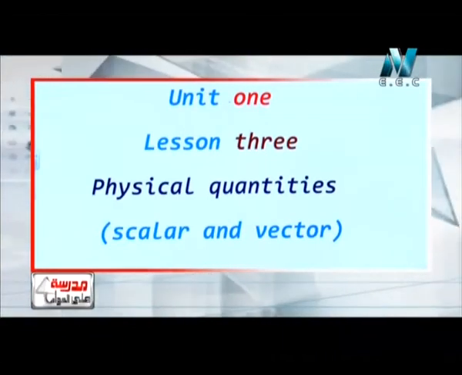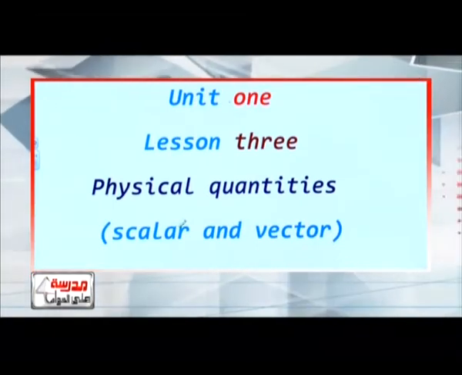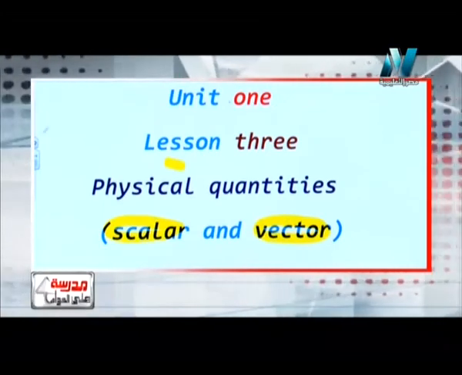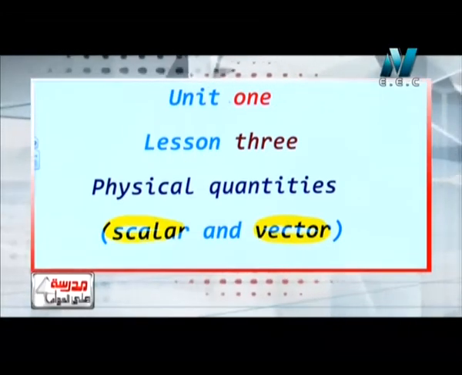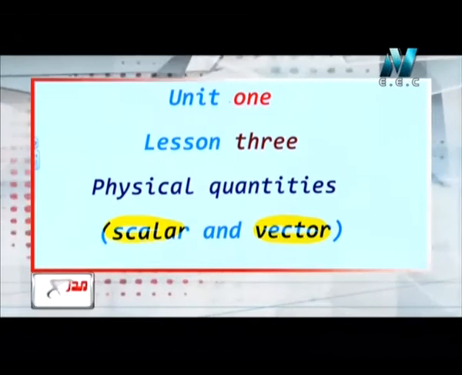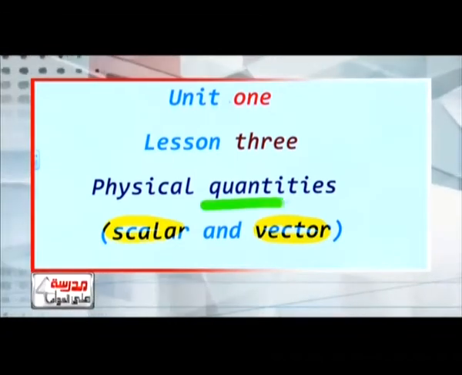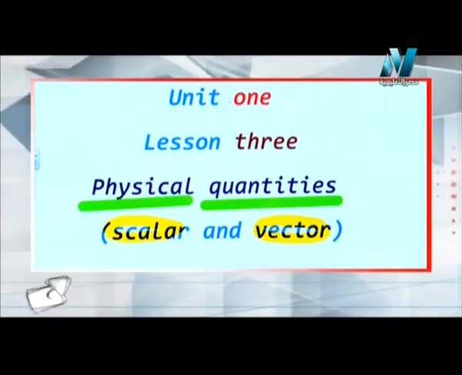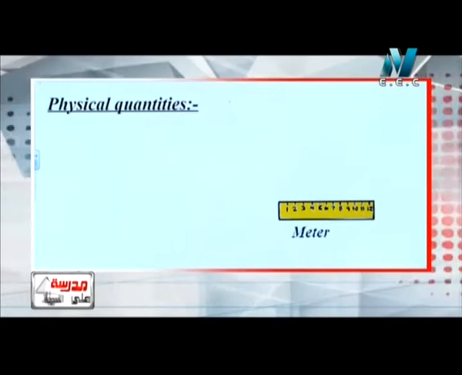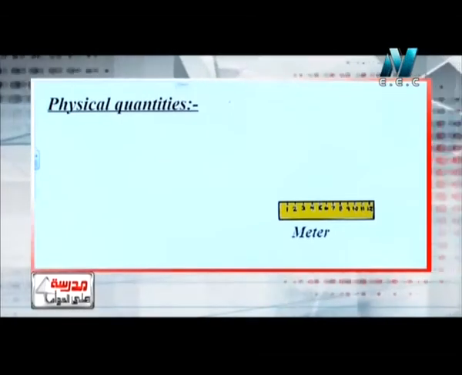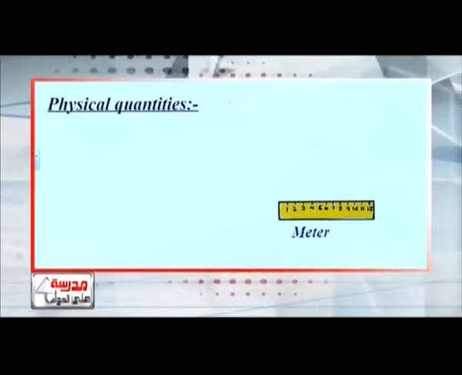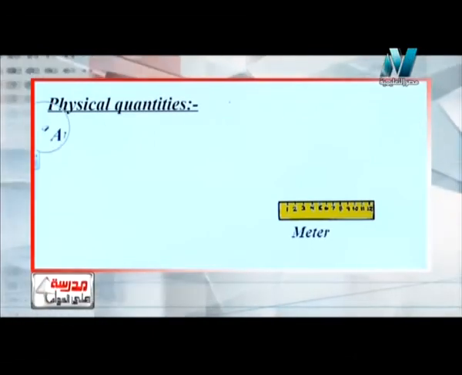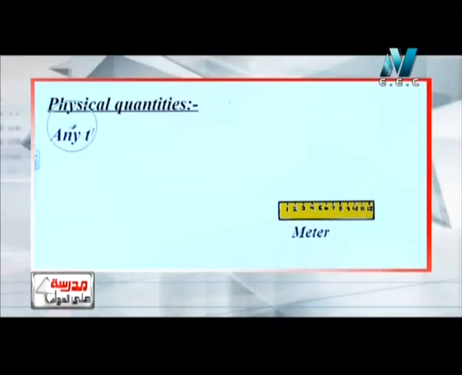How can we know what is meant by scalar and vector physical quantities? Here, firstly, we should know what is meant by physical quantities. Here we have the concept of physical quantities. What does physical quantities mean? It means كميات فيزيائية in Arabic. But here we want to mention the definition of physical quantities as we see here.